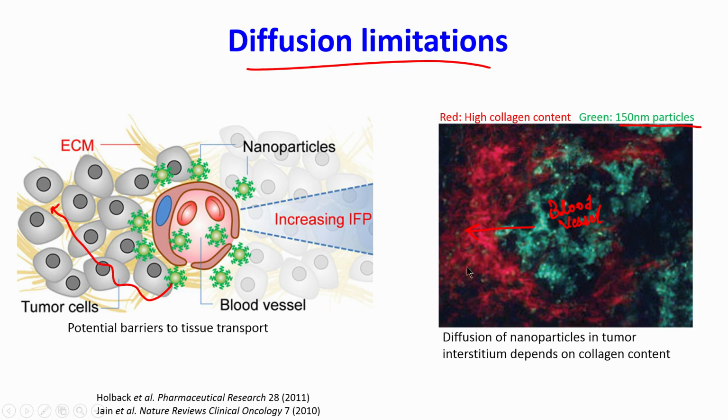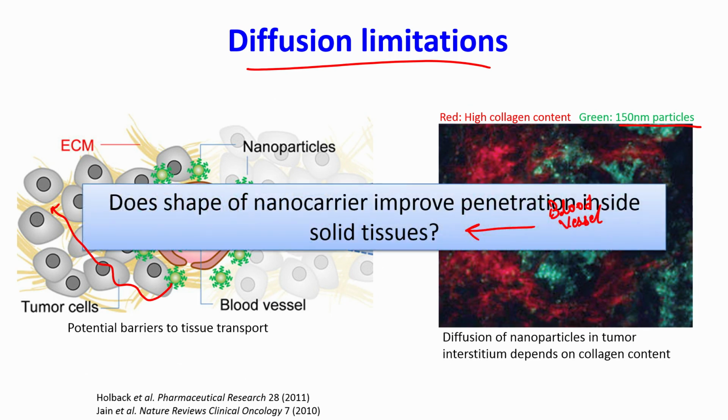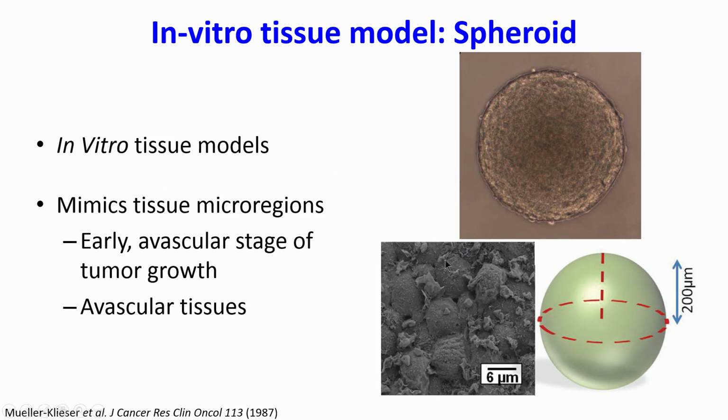So, another group tried to explore the use of shape of particles to see if the diffusion is better. So, can the shape improve the penetration inside solid tissues? So, what they did is they used an in vitro tissue model called a spheroid, which is essentially nothing but an aggregation of cells which are avascular. So, you can then consider that there is a blood vessel running right across this spheroid, and because this is essentially medium, anything which is further going in is away from the blood vessel.